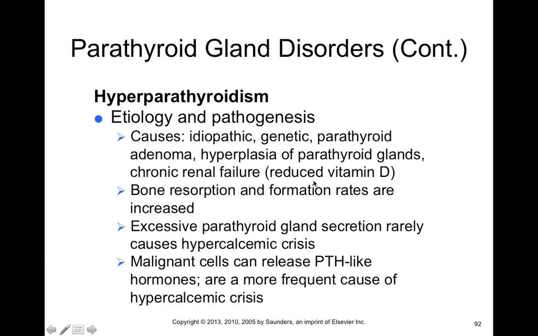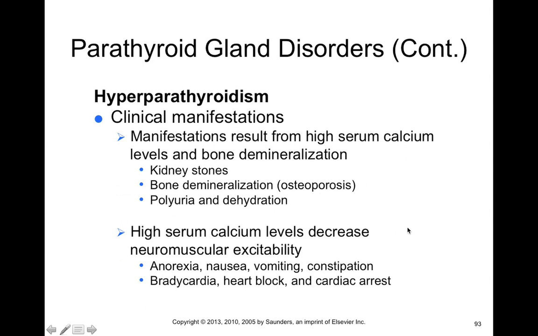Or you might also see this from reduced vitamin D levels in the blood. And what this causes then is bone resorption. Makes sense. Hyperparathyroidism is caused by excessive parathyroid gland secretion, and these malignant cells can release parathyroid-like hormone, which can lead to hypercalcemia crisis, bone resorption, excessively high vitamin D levels, and hypercalcemia. Now, the clinical manifestations of this are going to be things like kidney stones, as well as bone demineralization.